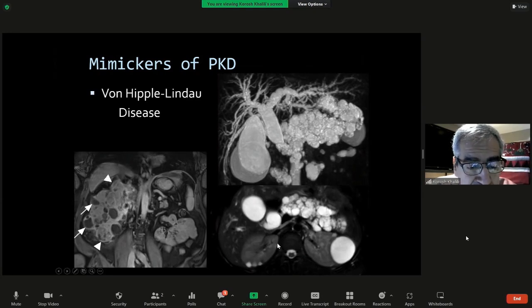And here's another patient, and we can see just a few renal cysts, but very severe manifestation in the pancreas. So the entire pancreas is kind of replaced with severe cysts.